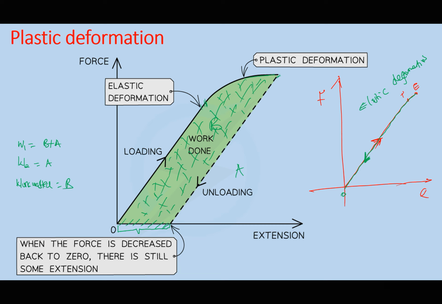So that's the work which is wasted as heat. So this is how the material behaves. There will be an extension which is not returned when the deforming force is removed. And such a material is said to have undergone plastic deformation. There is still some extension even when the deforming force has been removed. That's what we call plastic deformation. Okay, so let us understand elastic limit and Hooke's law in more detail.